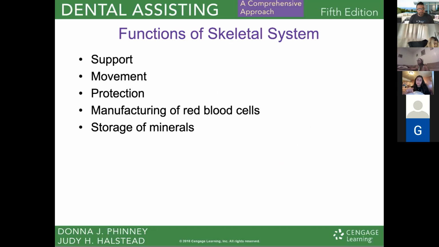The skeletal system serves many functions within the body. One, it provides support for the body's framework and creates the body's shape. It also aids in movement by serving as an attachment site for muscles, and it provides protection for vital organs such as the lungs and the heart, and it plays a role in the manufacturing of red blood cells. It's actually where red blood cells are made, is inside the skeletal system. It also serves as storage areas for minerals such as calcium.